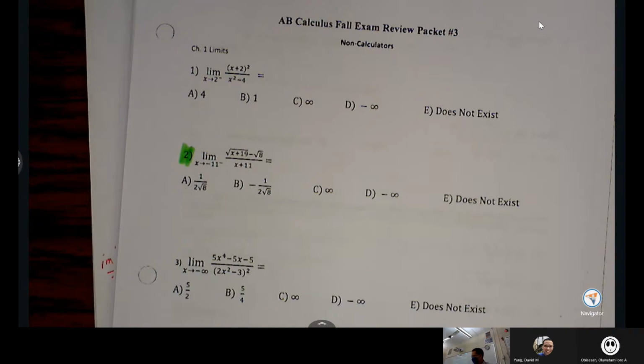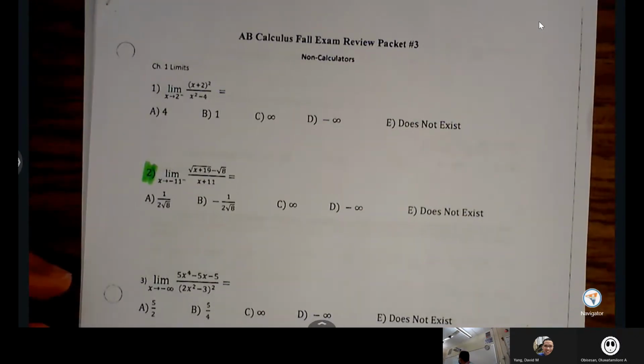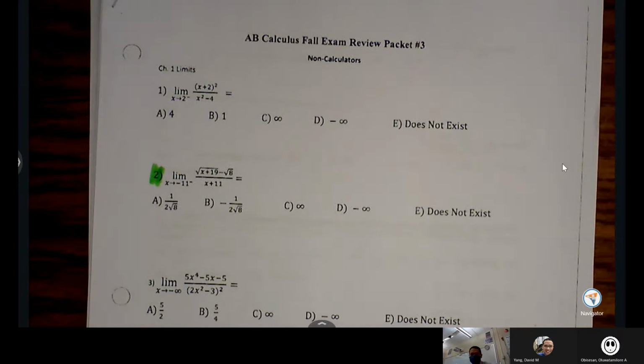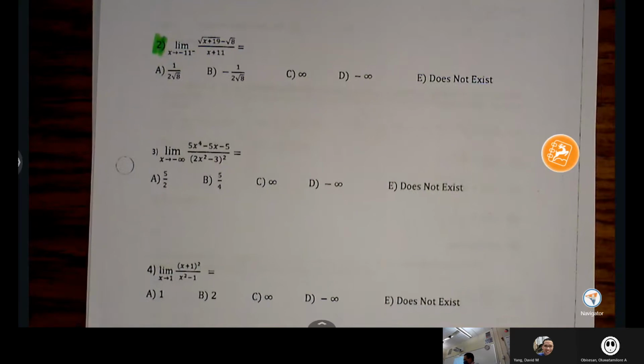Just going to pick out problems from packet 3, and feel free to ask any questions if you have any. All right, so let's start with number 2. And I'll just try to do a problem from every category, or as much as I can.